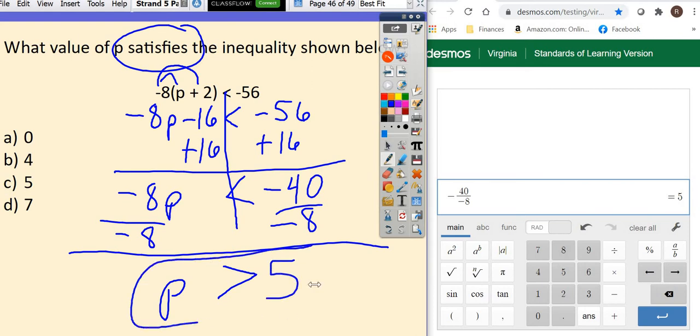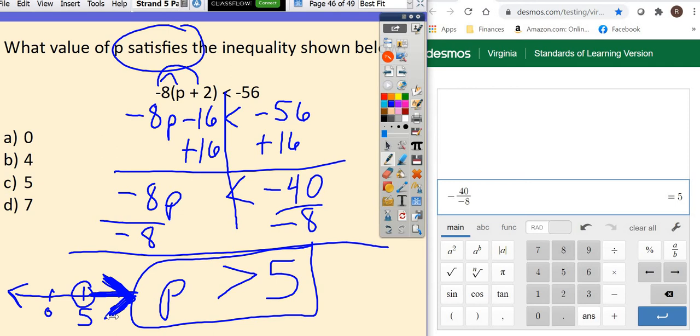Now I want you to think about this. P is greater than 5. So you'd have to graph it. You can make a number line. This could be 0. This could be 5. It is an open circle because it's not equal to, and then it would go this way, the way the inequality goes.